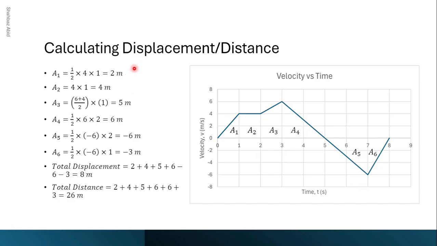So area 1 is equal to 2 meters, area 2 is equal to 4 meters, area 3 is going to be 5 meters, area 4 is going to be 6 meters, area 5 is going to be minus 6 meters, area 6 is going to be minus 3 meters. And if I want to find the displacement, I just need to add all of these values, also considering the negative sign, which will give me the total displacement. And when I want to find the distance, I have to make all the negative values become positive values, and I will add all of these numbers to give me a total distance equal to 26 meters.